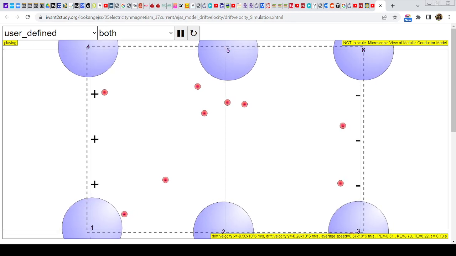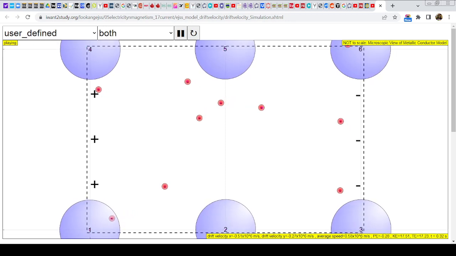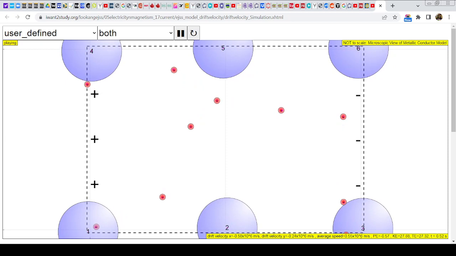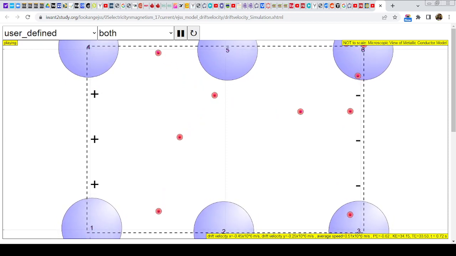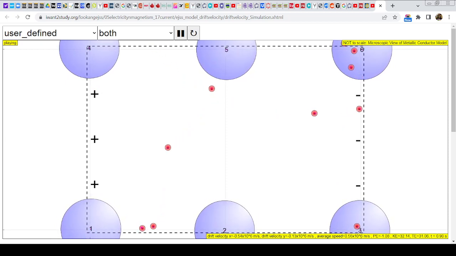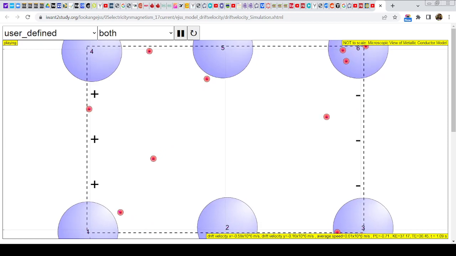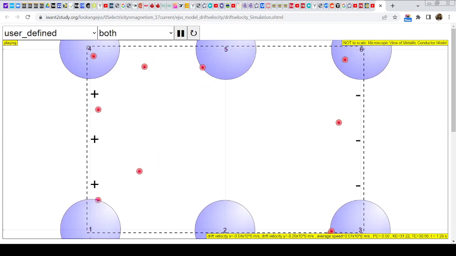So you have something like this, right? This is the lattice inside the material. You have the atoms, and then you have the free electrons moving randomly inside the material.